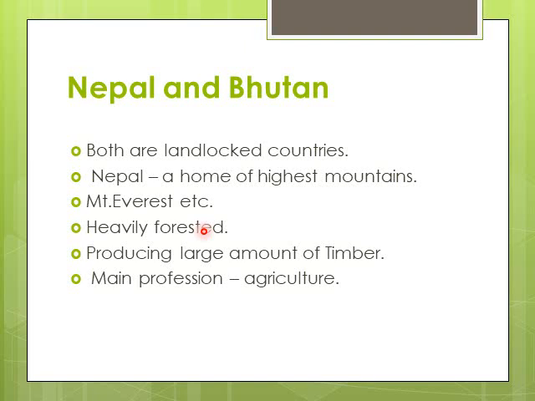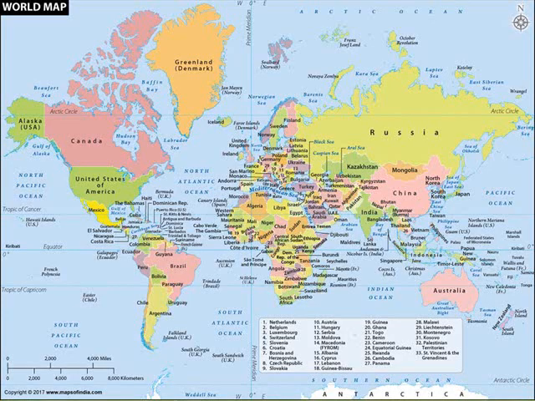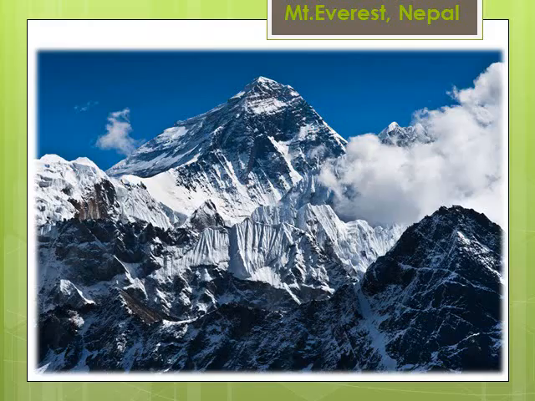Like if one tree is cut, then one new tree is planted, and it is the rule in Bhutan. Both countries produce large quantities of timber. However, the main occupation of the people here is agriculture. And you know what? Nepal is a popular tourist spot, but not Bhutan. Alright, let's move on. And this is the picture of Mount Everest, which is in Nepal.